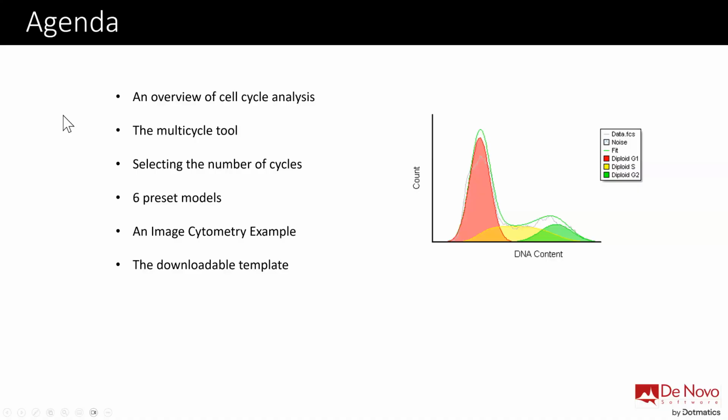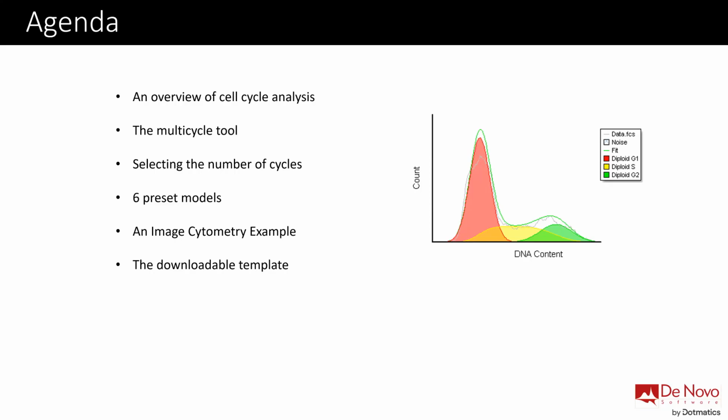Here's the agenda for today's webinar. First, we will cover an overview of cell cycle analysis. Next, we'll go into exploring the multi-cycle tool that's available in FCS Express. Afterward, we'll explore how that multi-cycle tool is detecting a number of cycles and how you as a user can also select the number of cycles that are present in your sample. Next, we'll be able to go over the 6 preset models for the multi-cycle algorithm that are built into FCS Express.